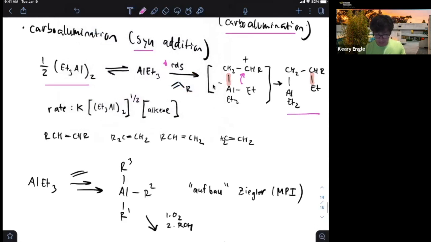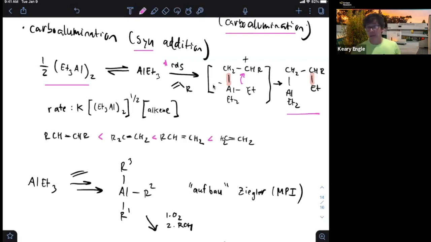The kinetic reactivity here is highly dependent on the substitution pattern of the alkene involved. And the general trend is less substituted alkenes react more quickly than more substituted alkenes. The fastest being ethylene, the next fastest being a monosubstituted alkene, the third fastest in the series that we're considering is 1,1 disubstituted alkene, and the slowest being 1,2 disubstituted alkenes.